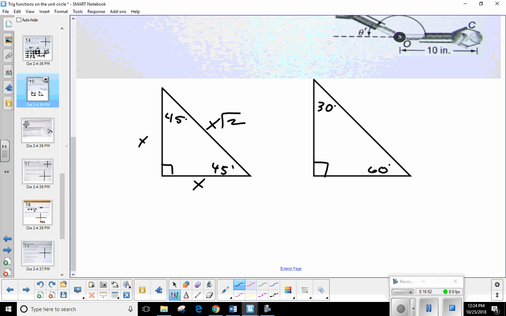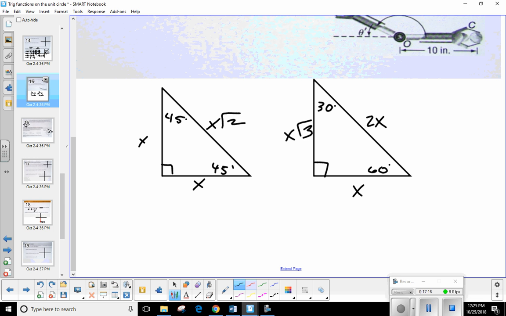Now, in a 30, 60, 90, across from 30, the shortest side is always x. Well, how does the hypotenuse compare to the x side? It's always double it. So the hypotenuse is always double the shorter side. And how does the longer side, the longer leg, compare to the shorter leg? It's always x square root of 3.